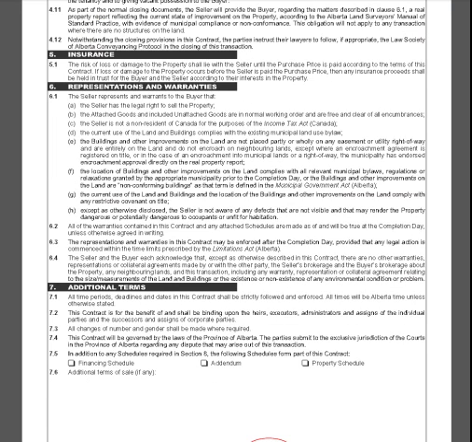Now in section 6, it's really important to read through this and know what's going on here. The seller is representing to the buyer and warrants that, first of all, the seller has the legal right to sell the property. B, the attached goods and the included unattached goods or fixtures, they're all in normal working condition and they're free and clear of any encumbrances. C, the seller is not a non-resident of Canada for the purpose of the Income Tax Act.